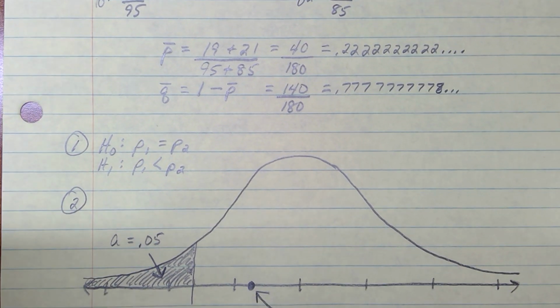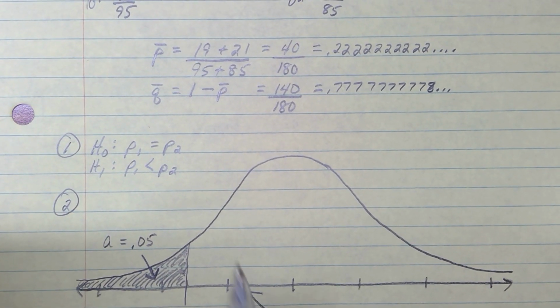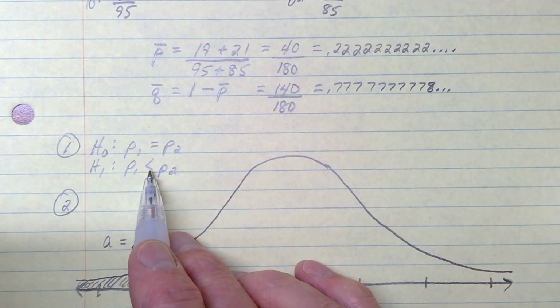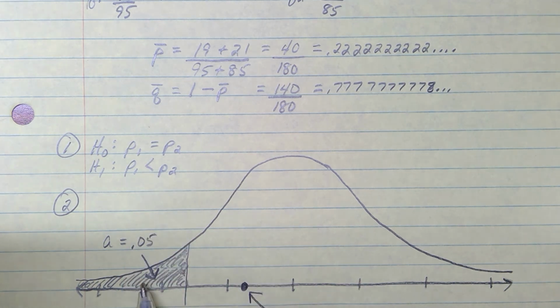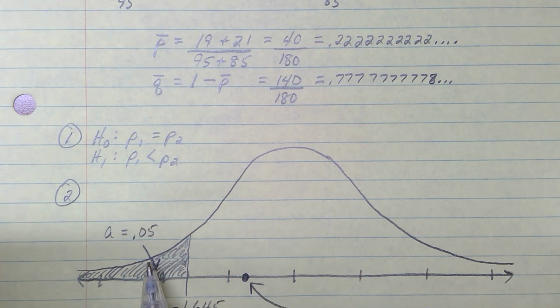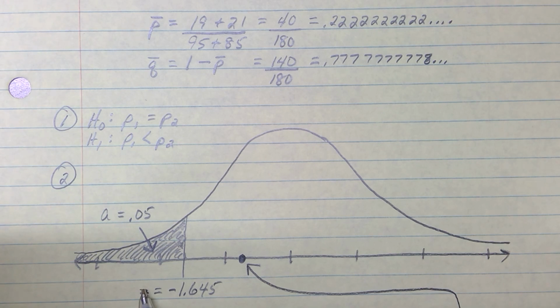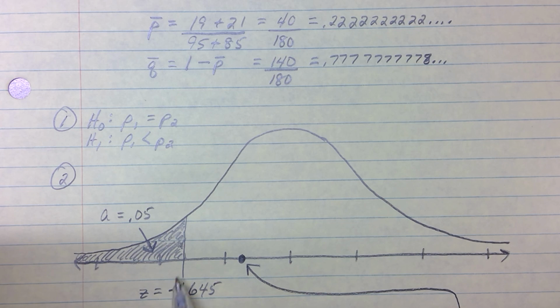Step 2, I like to draw a picture. We're talking about a 5% alpha level of significance to the left. Less than means left tail, so you're going to shade the left tail. We already talked about the Z number where we start coloring: about 1.6 steps negative. Here's 0, 1 step to the left, 1.5, a little more, that's about 1.6 steps negative. Shade to the left, and that puts 5% here and 95% here.